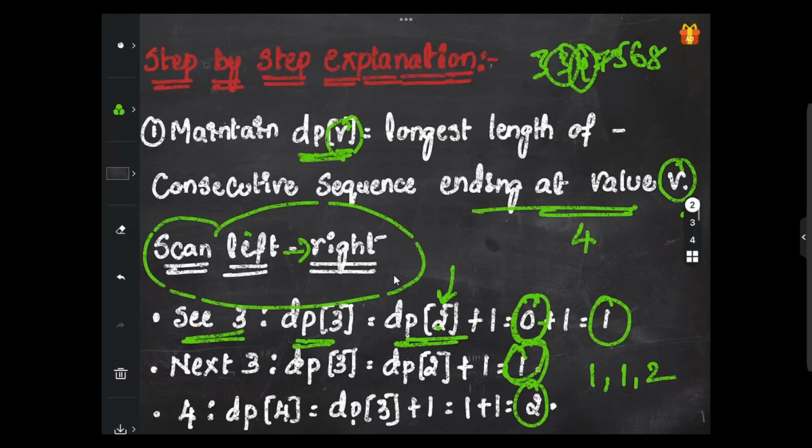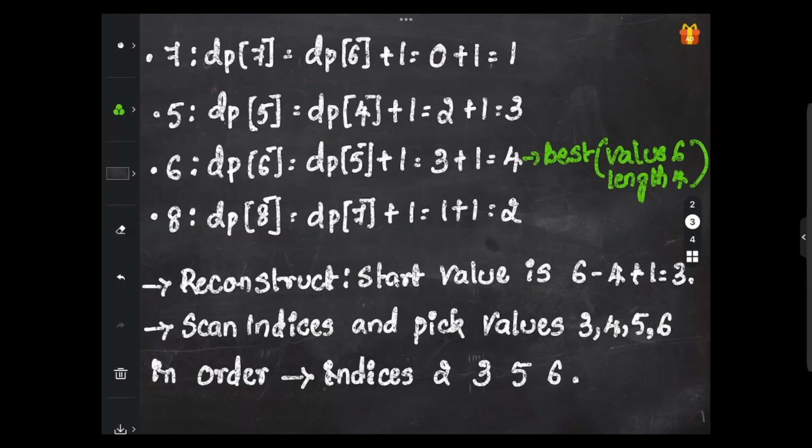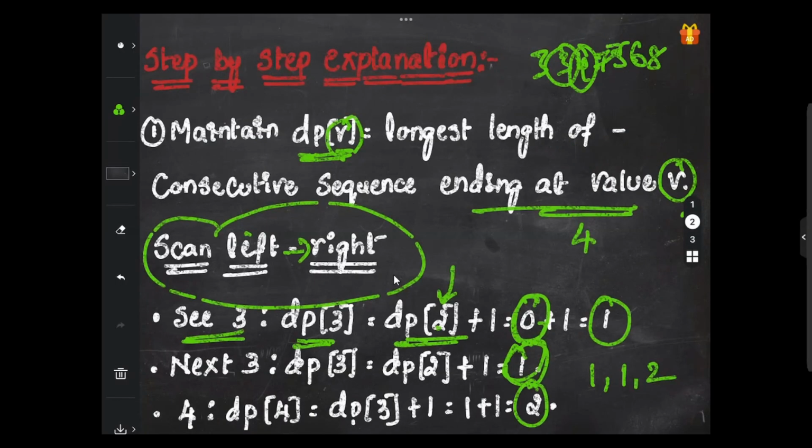Next let's move on with the next one. 3 3 4 7 we have, right? So see here, dp of 7 is dp of 6 plus 1. dp of 6 we don't have, so we'll be considering the value 0. 0 plus 1 will again be 1, so 1 1 2 1, right? So we have gone with 3 3 4 7. Next we are left with 5 6 8. Let's go with 5 now.